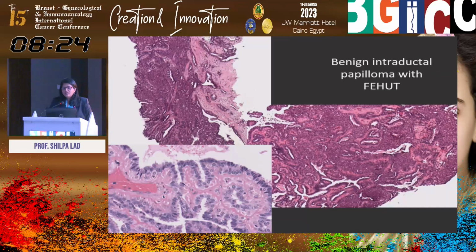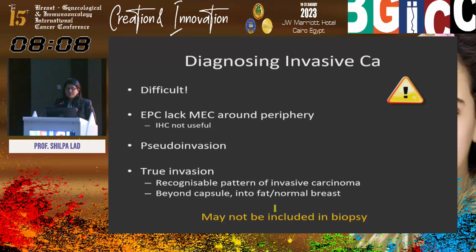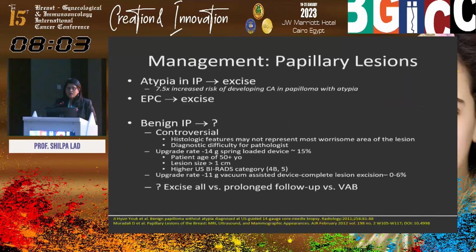Okay, so what is the confusion here? There are many subtypes, and it entirely depends on which part of the lesion we biopsy. Therefore, the pathologists are often reluctant to give us a final diagnosis based on our core biopsy samples. It is difficult for them to make out whether there is pseudo-invasion or real invasion. Okay, so what is the management recommendation? If an intraductal papilloma shows atypia, the recommendation is to excise. But if the intraductal papilloma is benign, that's where all the trouble starts.